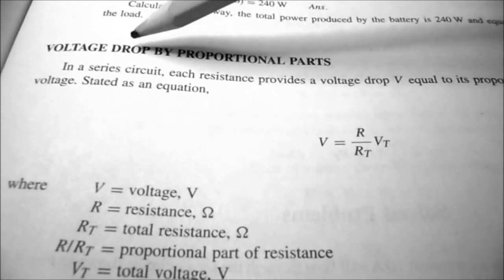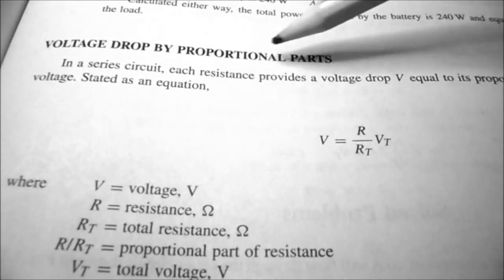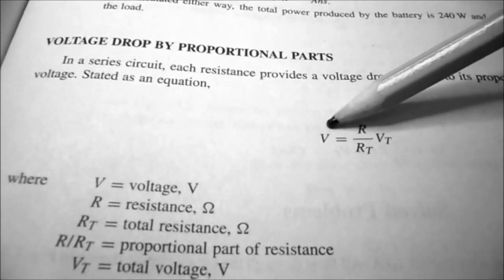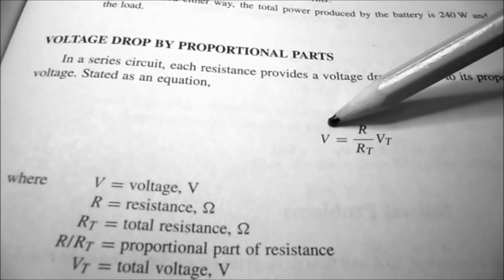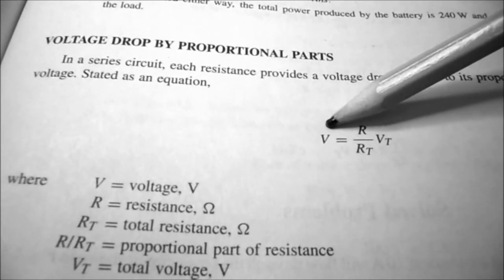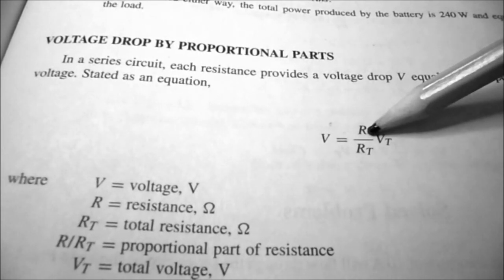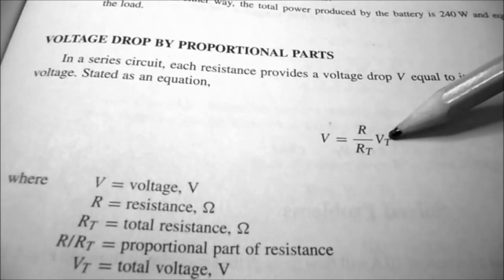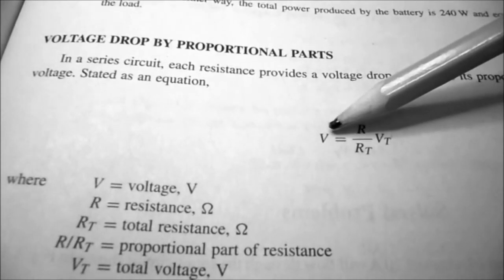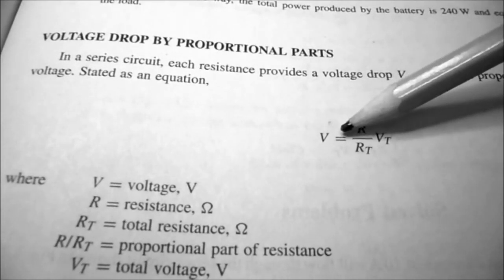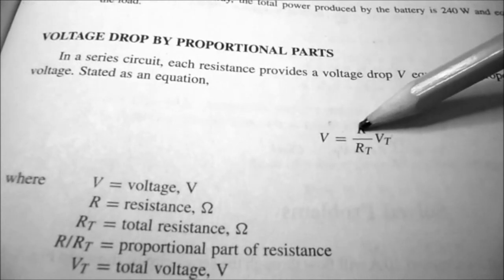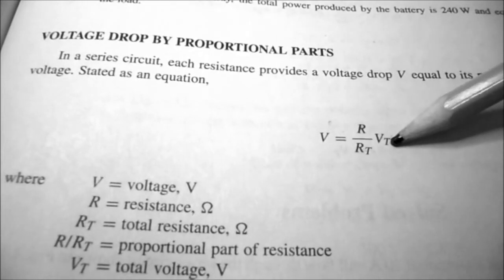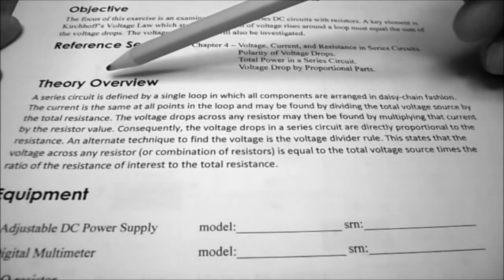The next section in the chapter is voltage drop by proportional parts, and I'll show you an example of that in the second half of the lab. But V, which is going to be your voltage drop on an individual resistor, is equal to the resistance of that resistor divided by the total resistance of your circuit times the applied voltage. So the voltage drop on a resistor is proportional to the resistance of that resistor compared to the total resistance of the circuit times the applied voltage of the circuit. So in the theory overview, we can see a series circuit is defined by a single loop.